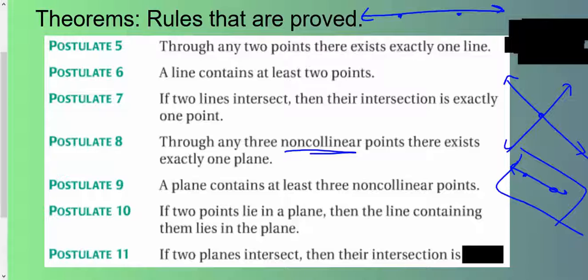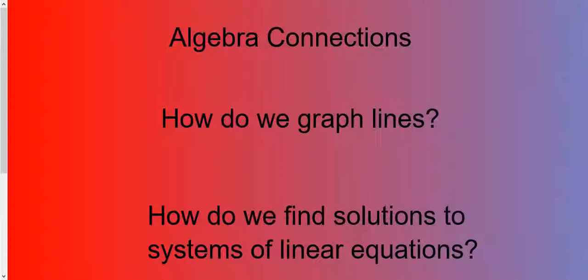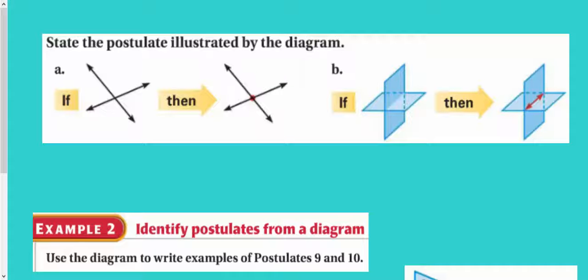If 2 planes intersect, then their intersection is a line. So this is the example with the wall. If you look at how 2 walls will intersect, their intersection is that line that they share. I'm not going to draw that one because my diagram will look awful, but I can show you guys a picture of what that looks like. That would be right here. So this is postulate number 9 right here. If 2 planes intersect, then their intersection is a line.